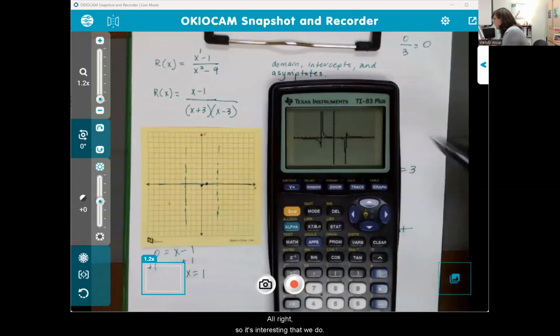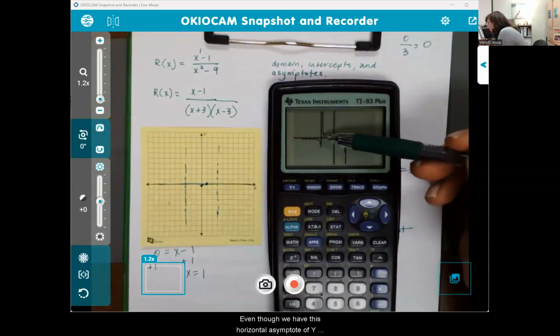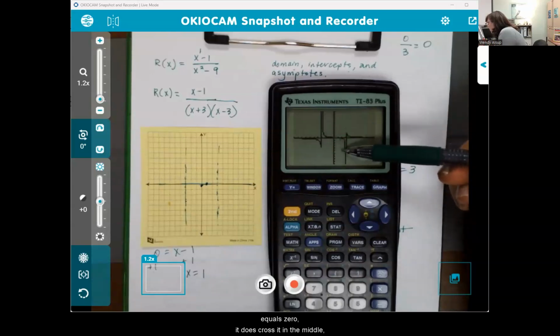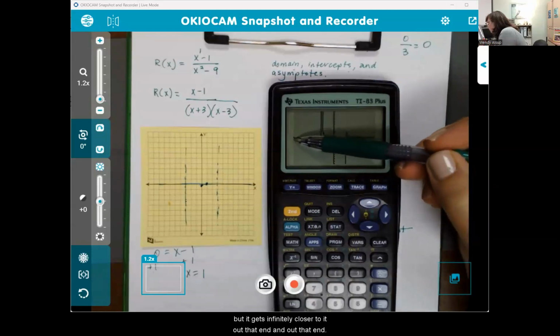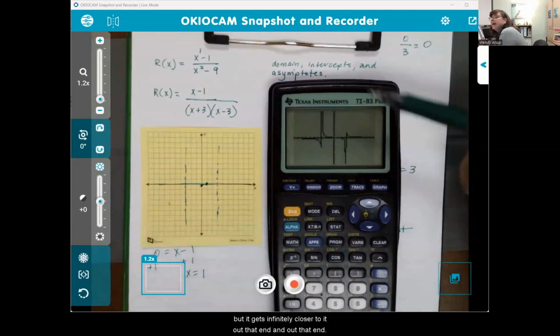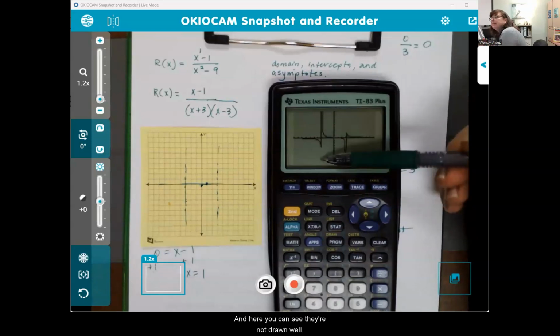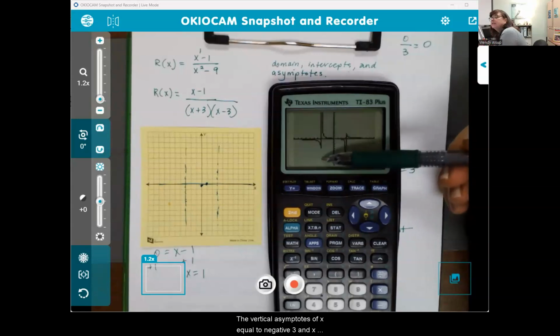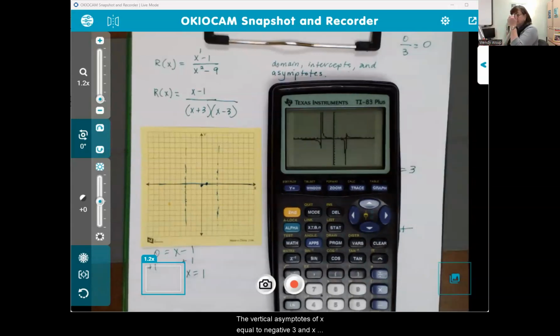So it's interesting that even though we have this horizontal asymptote of y equals 0, it does cross it in the middle, but it gets infinitely closer to it out that end and out that end. And here you can see they're not drawn well, but you can see the vertical asymptotes of x equal to -3 and x equal to +3. So we're using information from the graph and also allowing the calculator to help us.